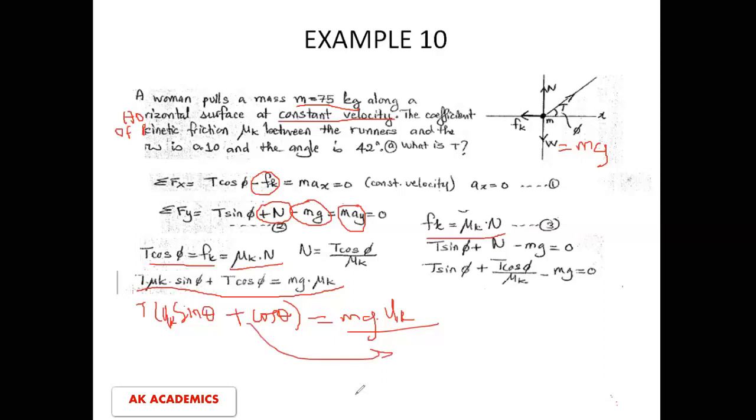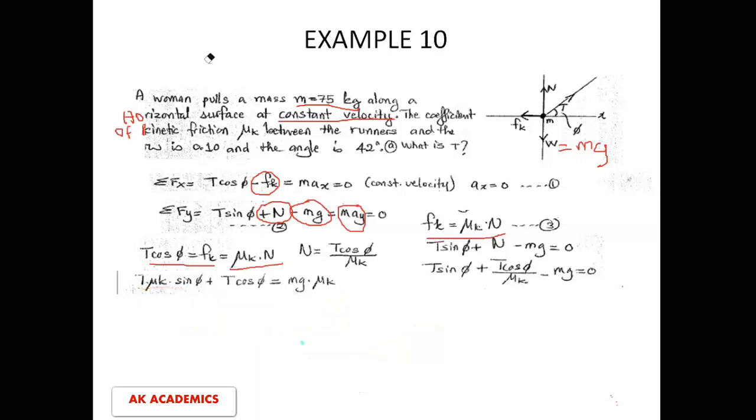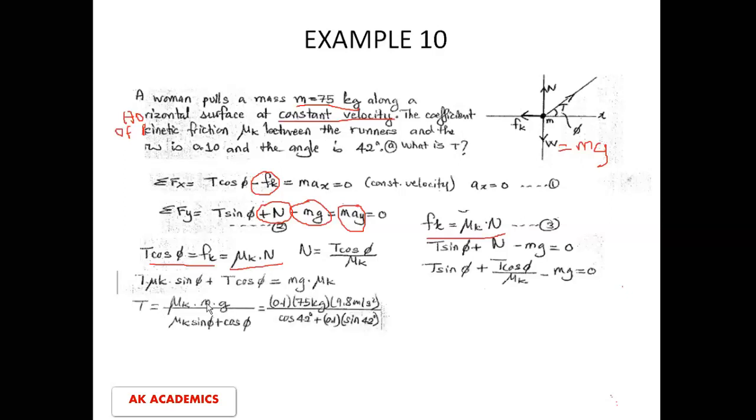That is exactly what we did to obtain the next equation I'm going to show you right now. So you can see now that we have T equal to mu k multiplied by mg, divided by mu k sine phi plus cos phi. All right, so that is exactly what you have here. We know from the question given to us that mu k, what is our mu k from the question? Mu k is 0.1.